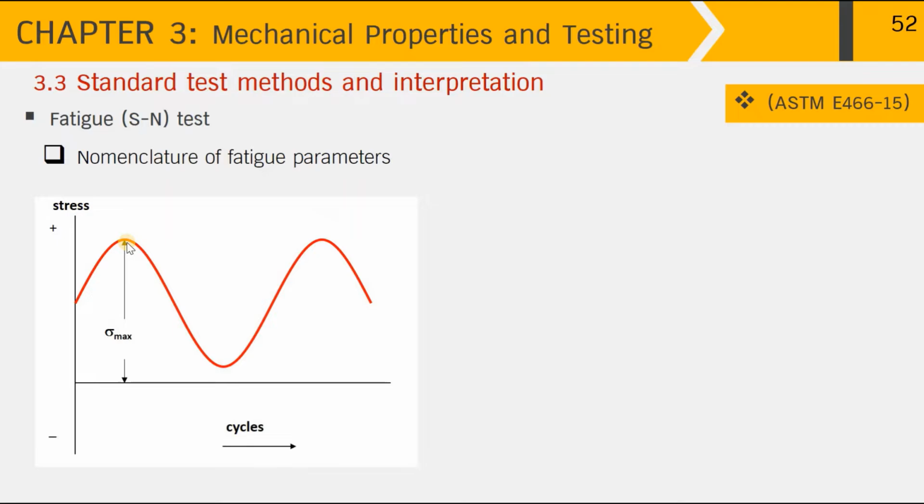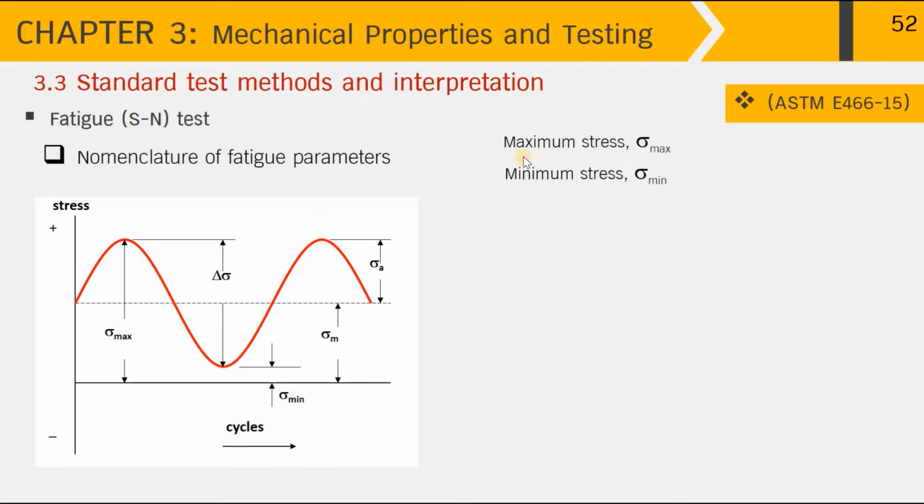The first parameter that you have to get familiar with is the maximum stress, that is the value on the top of the sine curve over here. And so the minimum stress is going to be at the bottom of the curve. And next is the mean stress, which is the average value of the maximum and the minimum stresses. Whereas the delta stress or the stress range can be found as the difference between the maximum stress and the minimum stress. And finally, the stress amplitude or the alternating stress is half of the stress range.